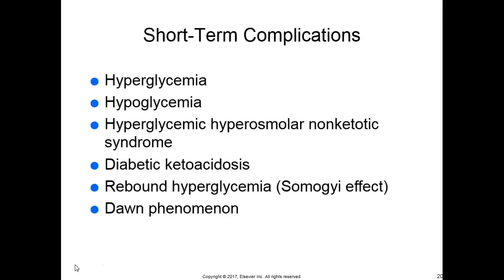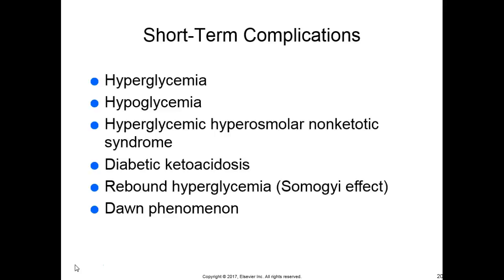Hypoglycemia usually occurs much more rapidly. Hyperglycemia usually develops slowly and does not have an immediate change in the level of consciousness, whereas with hypoglycemia, the patient becomes extremely anxious and cold and clammy, and their symptoms occur much more rapidly.